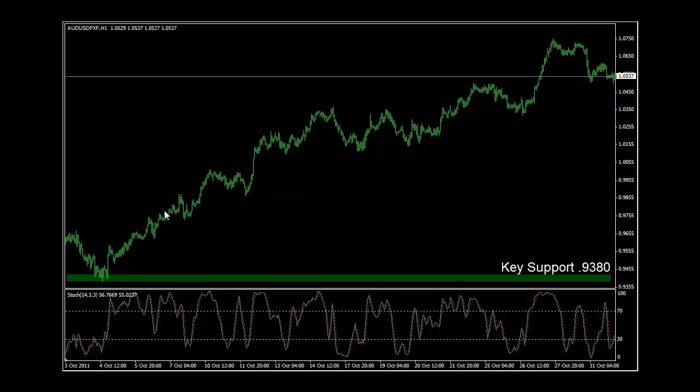Now we see a higher high in here, so this high is higher than this one. But notice on the stochastic we're overbought and we had a lower high. So that's a type 1 bearish divergence: higher high in price, lower high in the stochastic, or whatever oscillator indicator that you use.